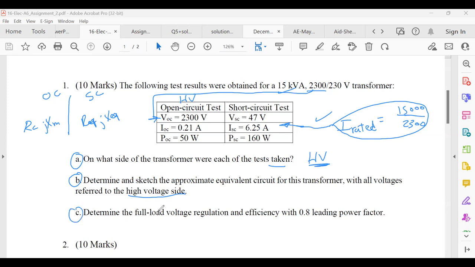Then they asked you about the full load voltage regulation and the efficiency. Okay. For the 0.8 leading power factor. Full load, it means you can get the current, of course. We already got the current as a magnitude and as an angle. So it will be plus because it's leading, cosine inverse of 0.8.